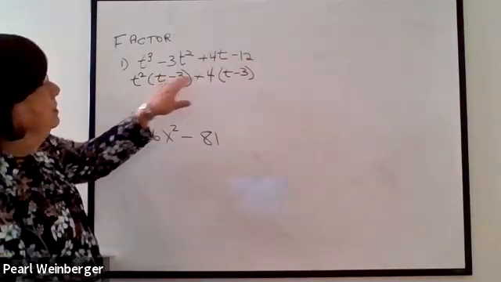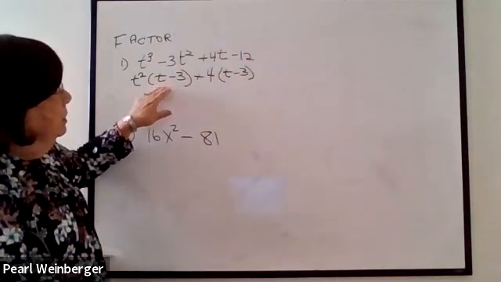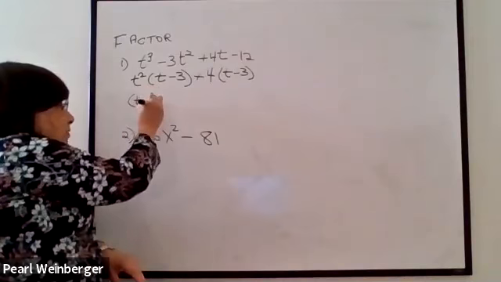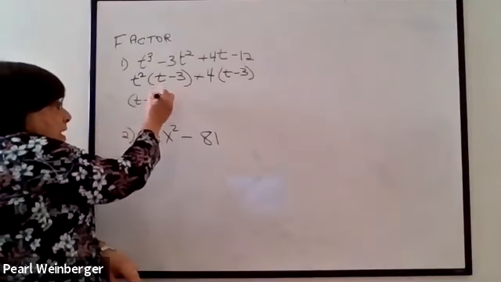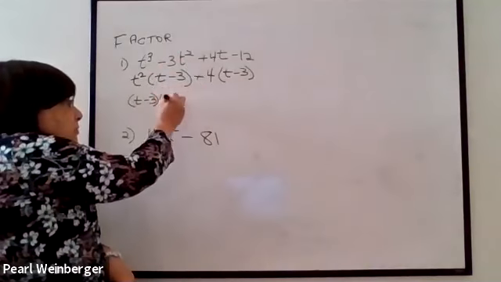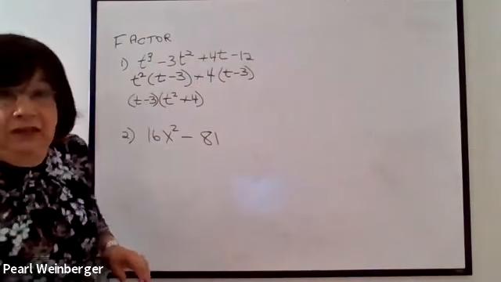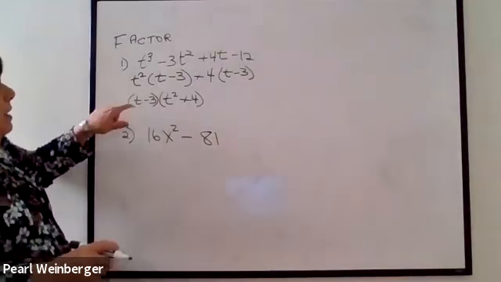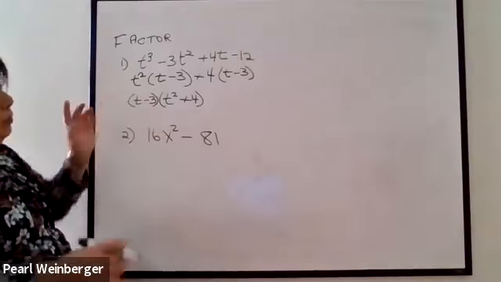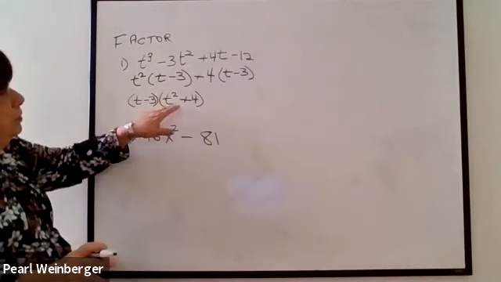And now what I see is I have a common binomial factor. The t minus 3 is a factor of both, so I'm going to put it in front. And in the second parentheses, I put whatever I have on the outside, which is the t squared plus 4. Before I say that I'm completed with that, I look at each parentheses. I know I can't factor t minus 3 any further. There's nothing else to simplify it. So I look at the t squared plus 4.